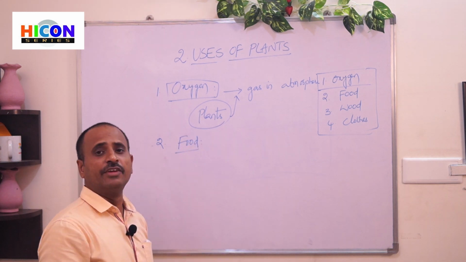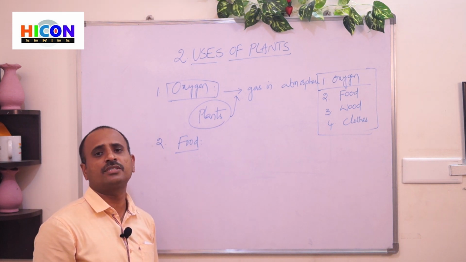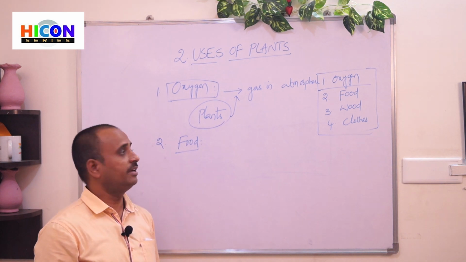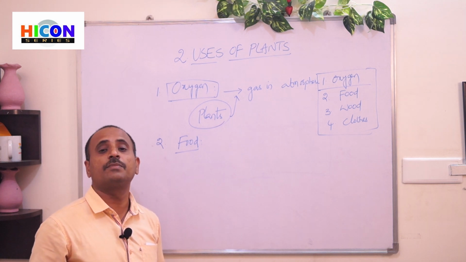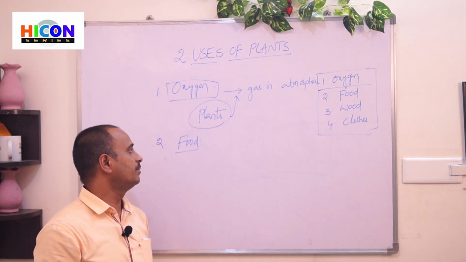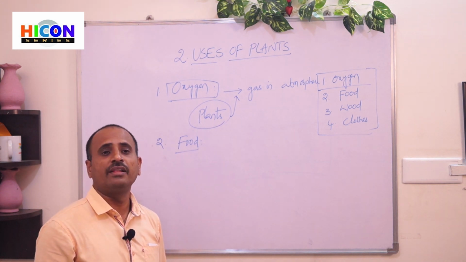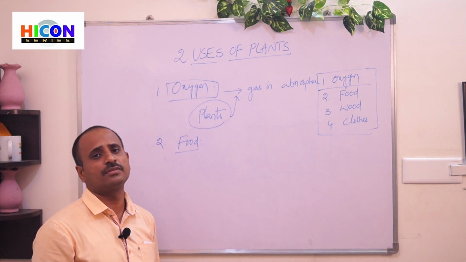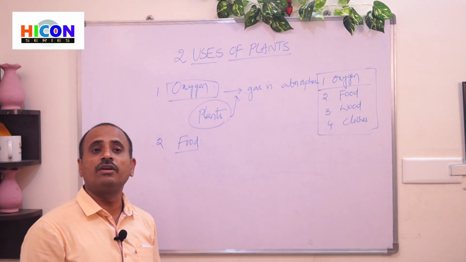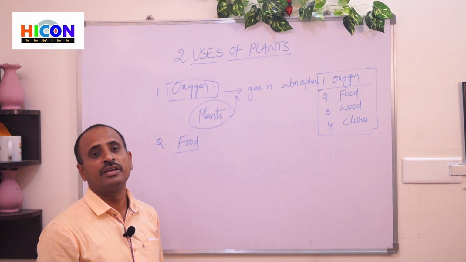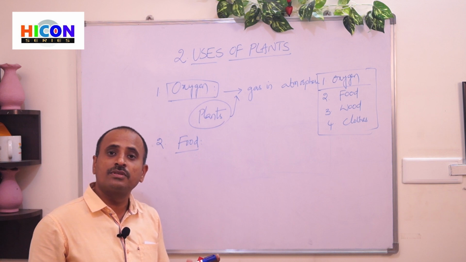So children, daily we eat different types of food items in our lunch, in our breakfast, during our supper, and in our dinner. We eat different types of vegetables and different types of fruits. For example, apple, grapes, guava, and mango are different types of seasonal fruits. And we also eat different types of vegetables, and all the vegetables and all the fruits are given out by the plants only. So all the food we eat daily comes from the plants.